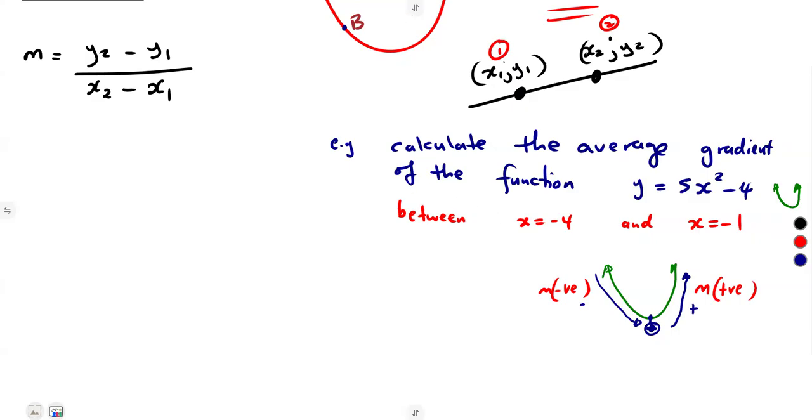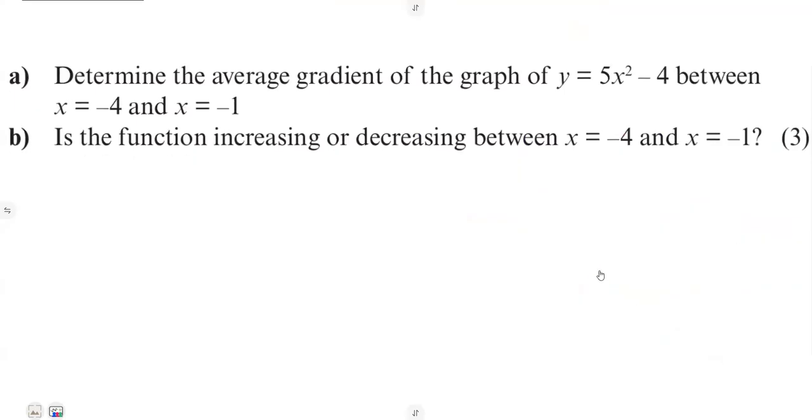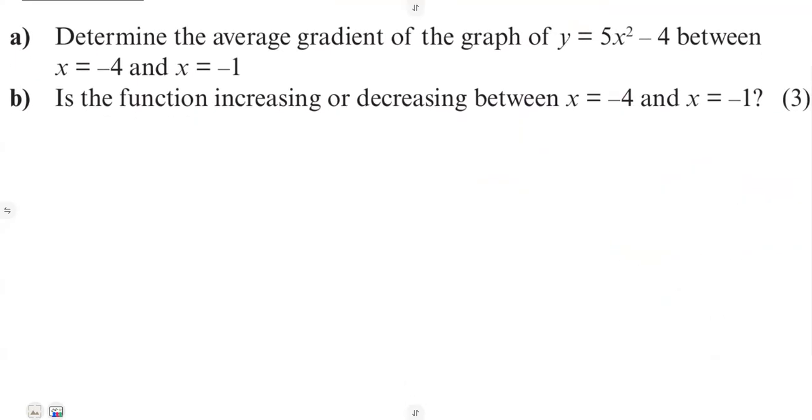So I'm just going to have this question quickly. All right. So now I'm explaining other things. To elaborate more, let me have this question like this, so that we can understand it better. This is the question that I just gave you. It was on the first part, to determine the average gradient of the graph between x equal to -4 and x equal to -1.